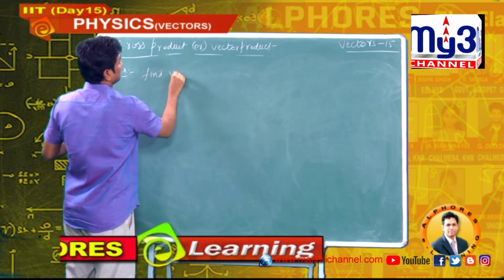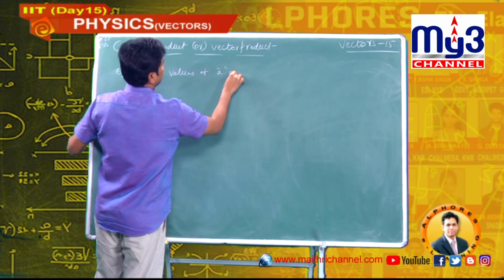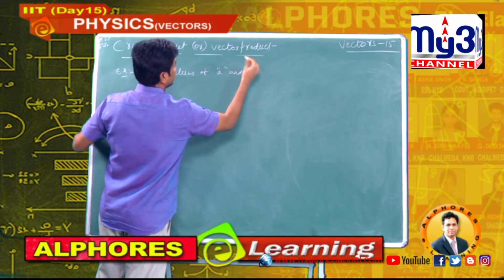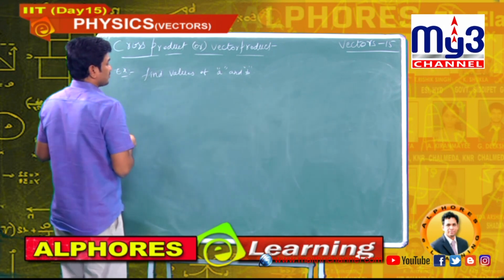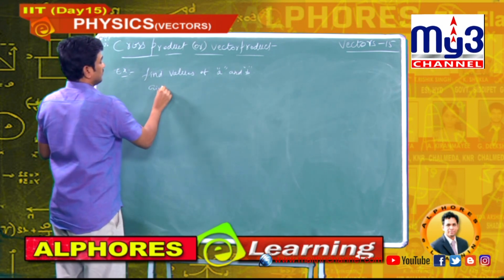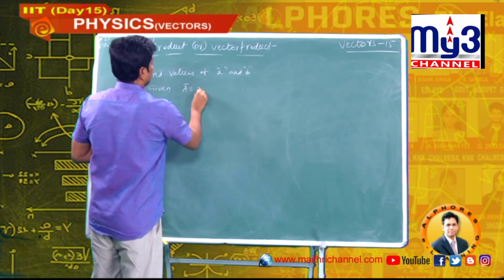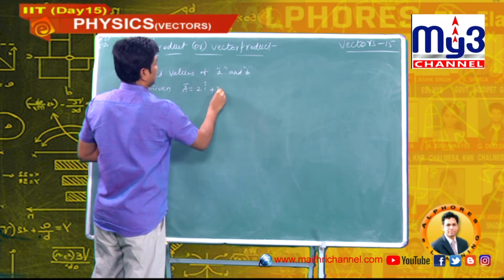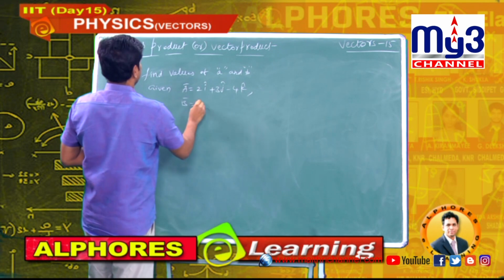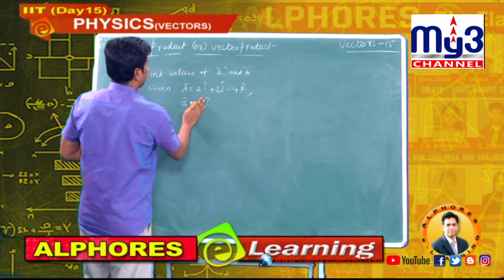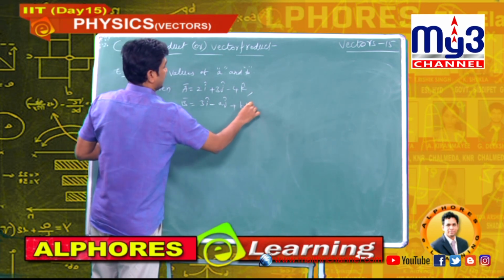Find the values of small a and small b. They are asking to calculate the a and b values. Given a bar is equal to 2i cap plus 3j cap minus 4k cap, b bar is equal to 3i cap minus aj cap plus bk cap.